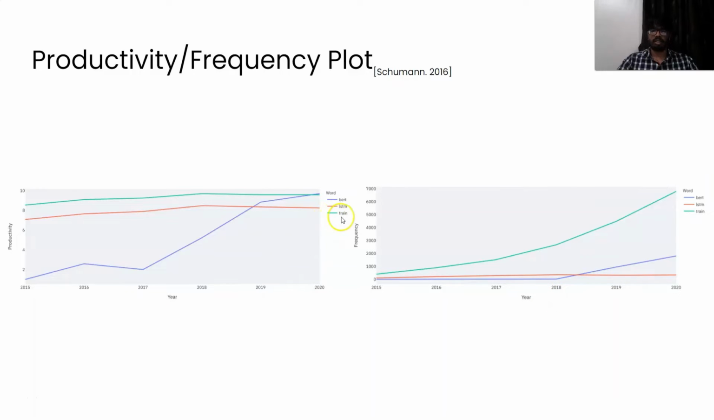And now, the term train has basically stagnated in popularity, but the frequency keeps increasing because, of course, the number of machine learning papers every year is increasing. So we can say that train is a consolidated term.